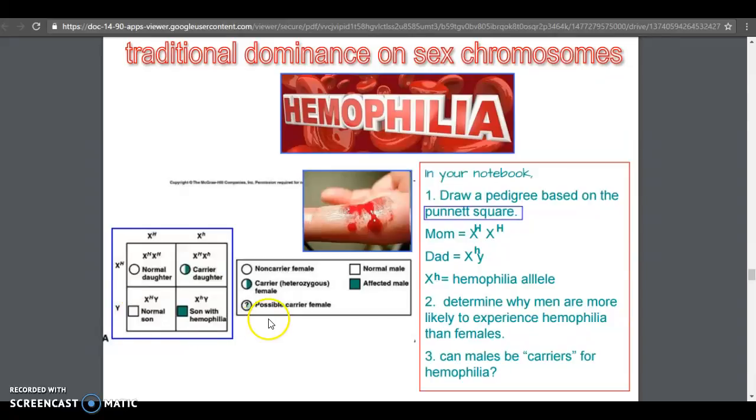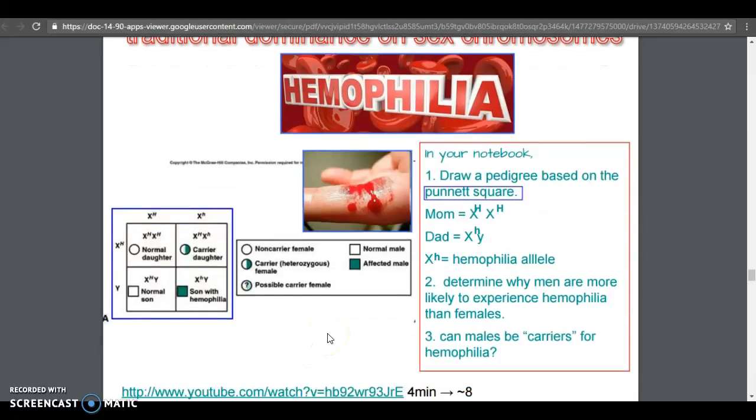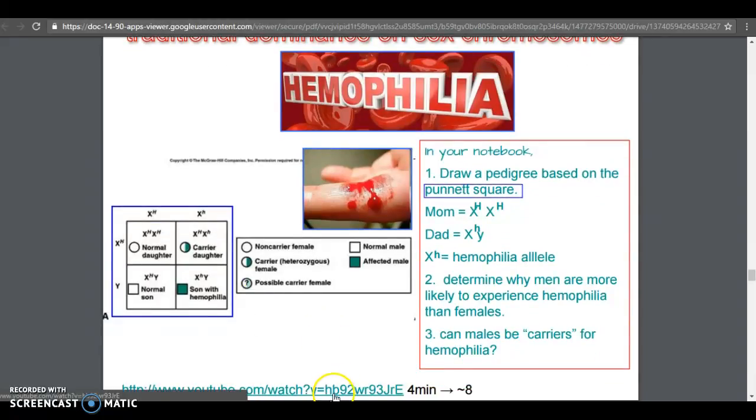In fact, at this point, you're probably wondering what the heck is hemophilia. And in that case, you would click on this URL so you could learn more about it. And maybe after you watch, you want to return. But you basically make a pedigree using this dad and this mom, and you show that they have 4 kids. In this example, they have 2 daughters and 2 sons. So you create the pedigree just like we did in the very beginning of chapter 12, but making the pedigree based on this Punnett square.